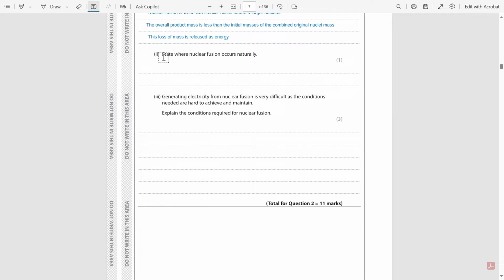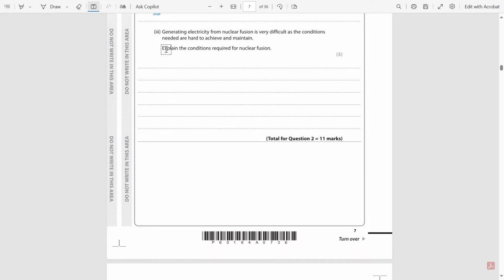Okay. State where nuclear fusion occurs. Well, this one's a star. You can just say star, guys. Generating electricity from nuclear fusion is very difficult. You have to explain a lot of things, guys. You have to talk about how high the temperatures need to be and why they need to be that high. And then we need to talk about the pressures and why they need to be that high. My mistake, guys.